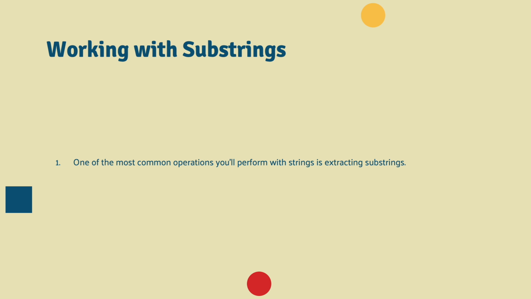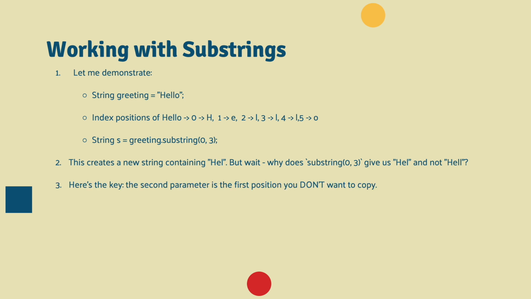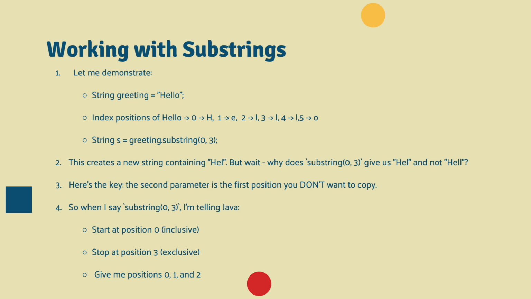One of the most common operations you'll perform with strings is extracting substrings. Java makes this easy with the substring method. Let me demonstrate. This creates a new string containing "Hel". But wait, why does substring(0, 3) give us "Hel" and not "Hell"? Here's the key: the second parameter is the first position you don't want to copy. So when I say substring(0, 3), I'm telling Java start at position 0 inclusive, stop at position 3 exclusive, give me positions 0, 1, and 2.